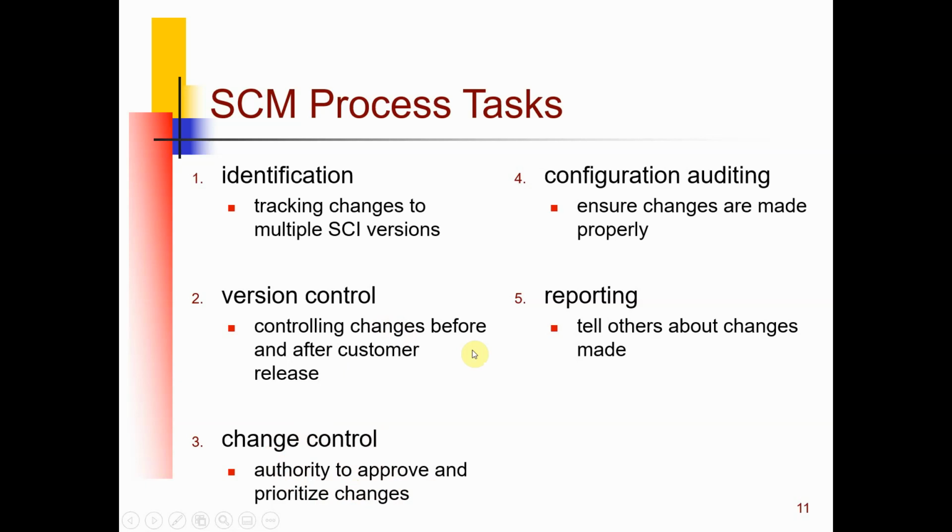So think about how many changes you're going to make between two versions, how many code and design items will be changed. So we need a process to authorize and prioritize the changes, then make the change and audit the change. So here we have two levels of control. One is the version, the software as a whole, and then the change control targeting the individual SCI. And then we have configuration auditing.